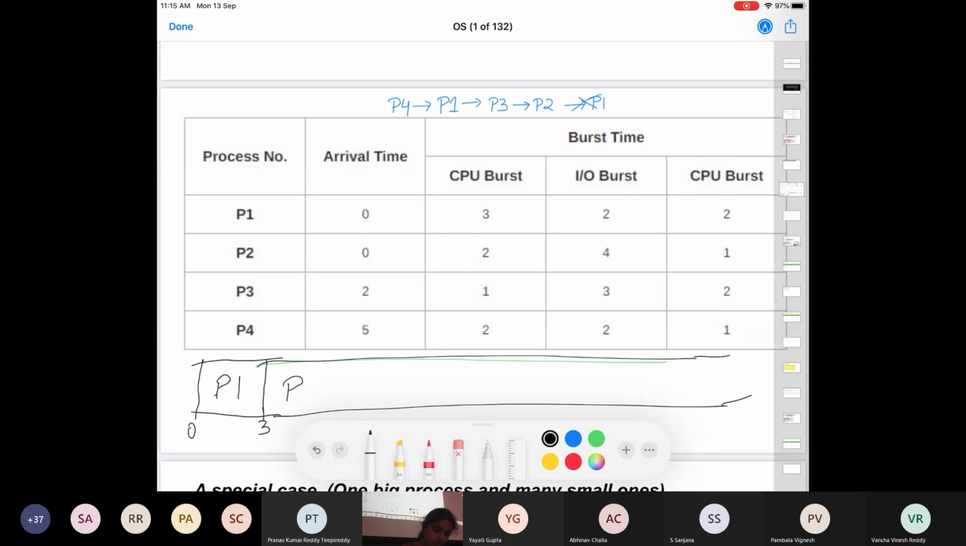So here it is P2 which starts executing, and P2 executes till 5. And then P2 goes for its input output. It will be back at 9. It requires 4 units of input output.